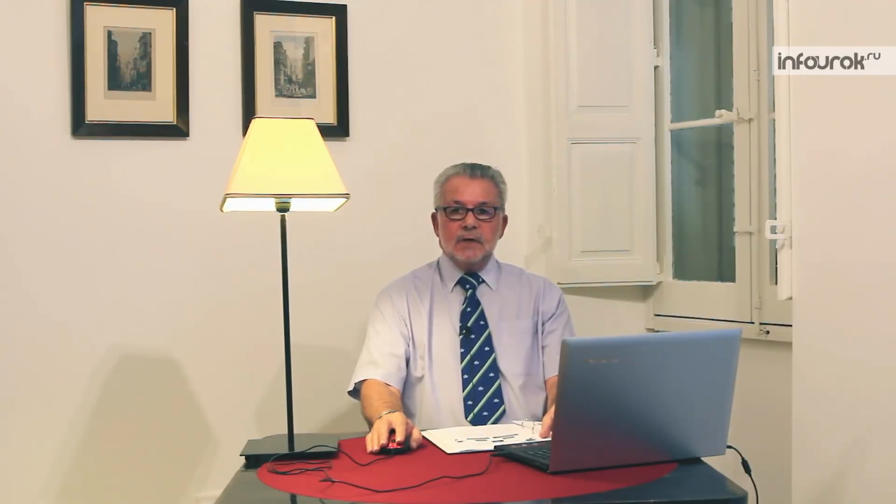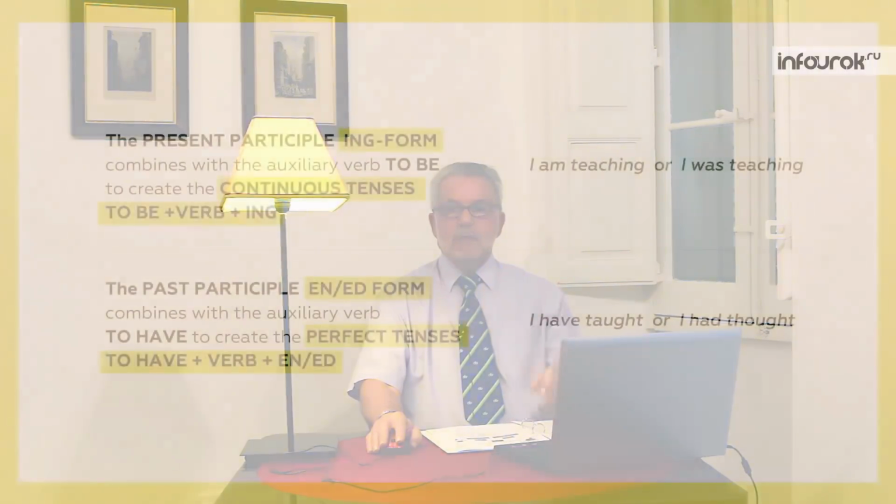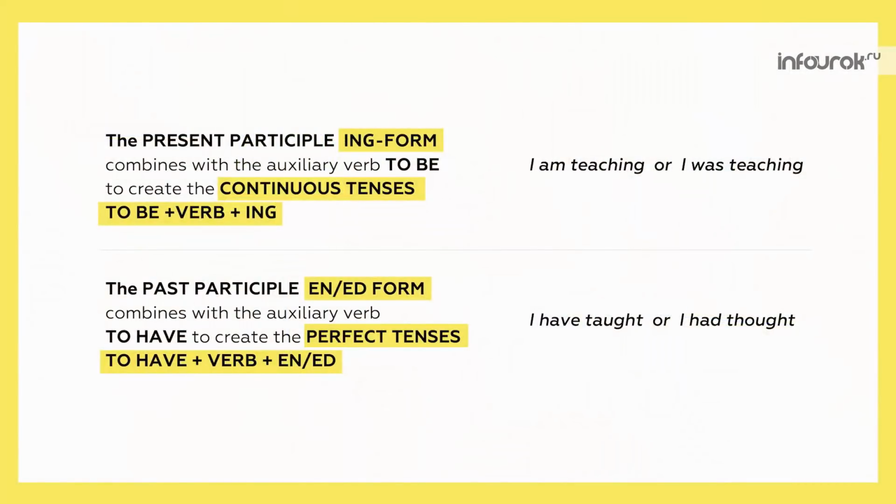We see the present participle swimming is used a lot in the continuous tenses, the present continuous and the past continuous. It combines with the auxiliary to be so that it can create a continuous tense. For example, I am teaching now in the present continuous, or I was teaching in the past continuous.